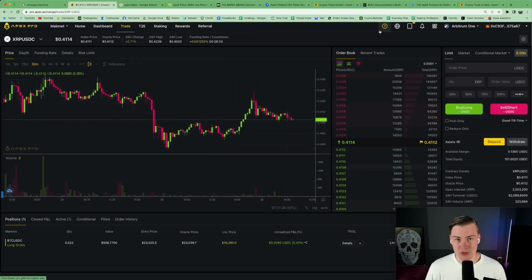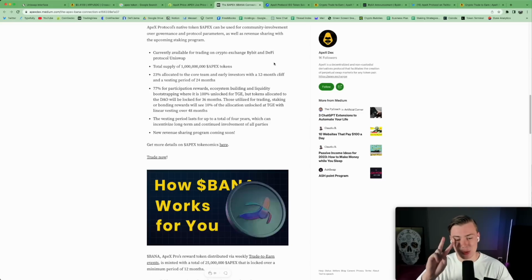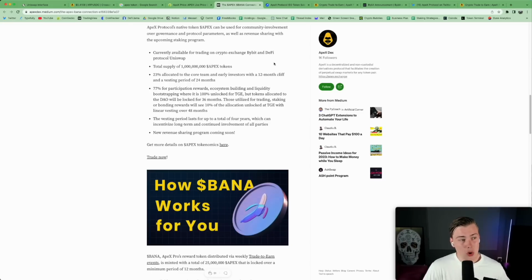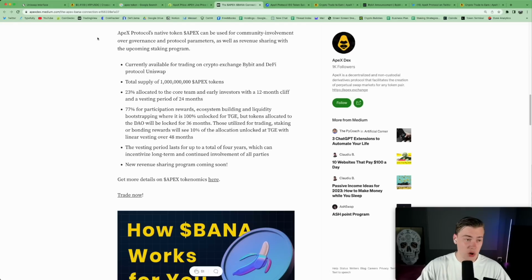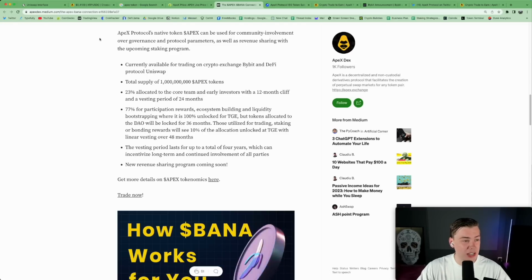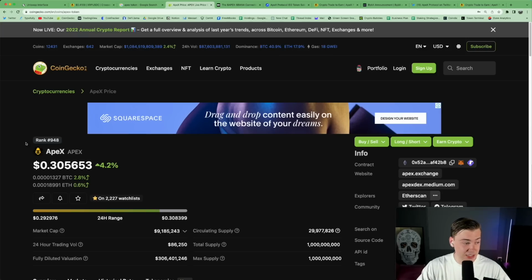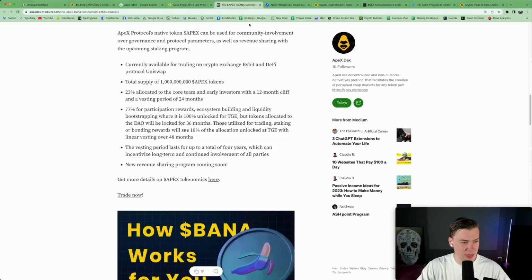So I want to get into that right now. Essentially, Apex has 2 tokens. It has an Apex token, which is the governance or native token of the exchange, and then it has a BANA token, which is the reward token of the exchange. Now, the Apex token is used for community involvement over governance and protocol parameters. At the time of recording, it's sitting around the 30 cent mark.